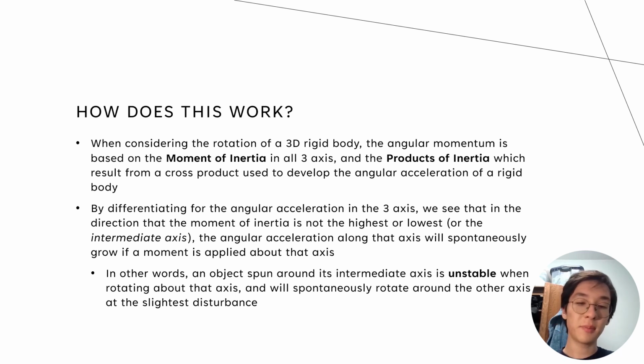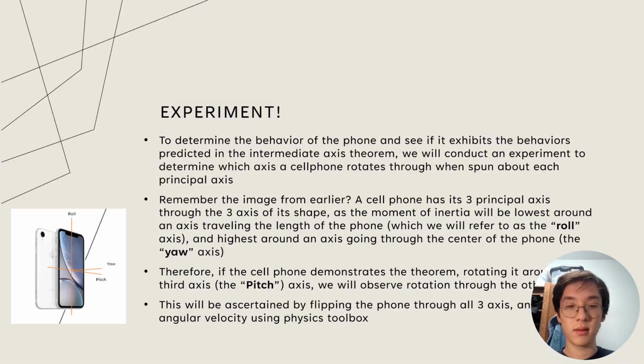In other words, an object spun around its intermediate axis, that third principal axis that isn't the highest or the lowest moment of inertia, will be unstable. So under any displacement or any disturbance at all, it will magnify in the other axes of rotation and will ultimately spin 180 degrees.